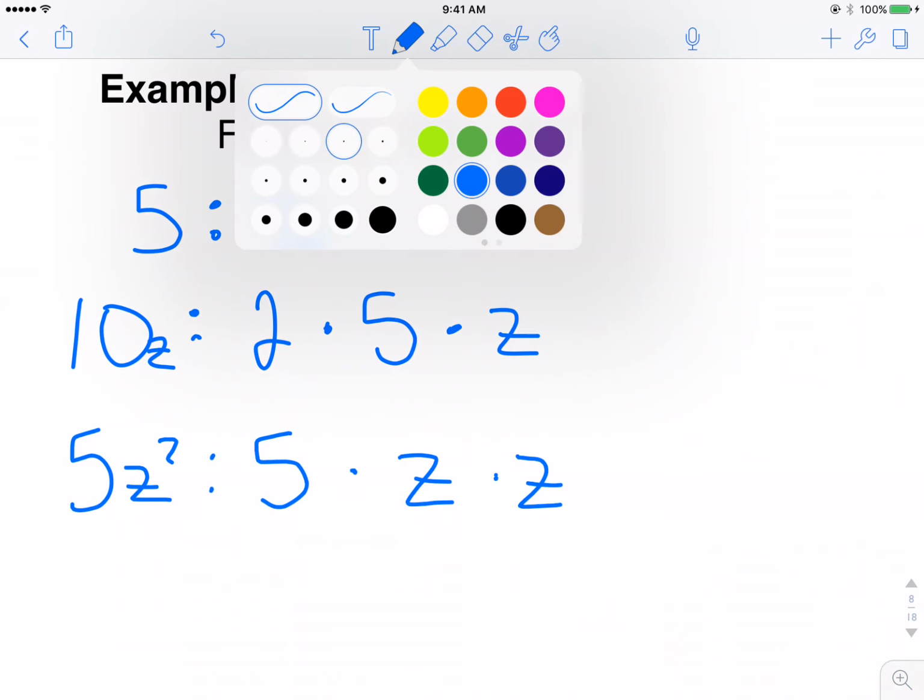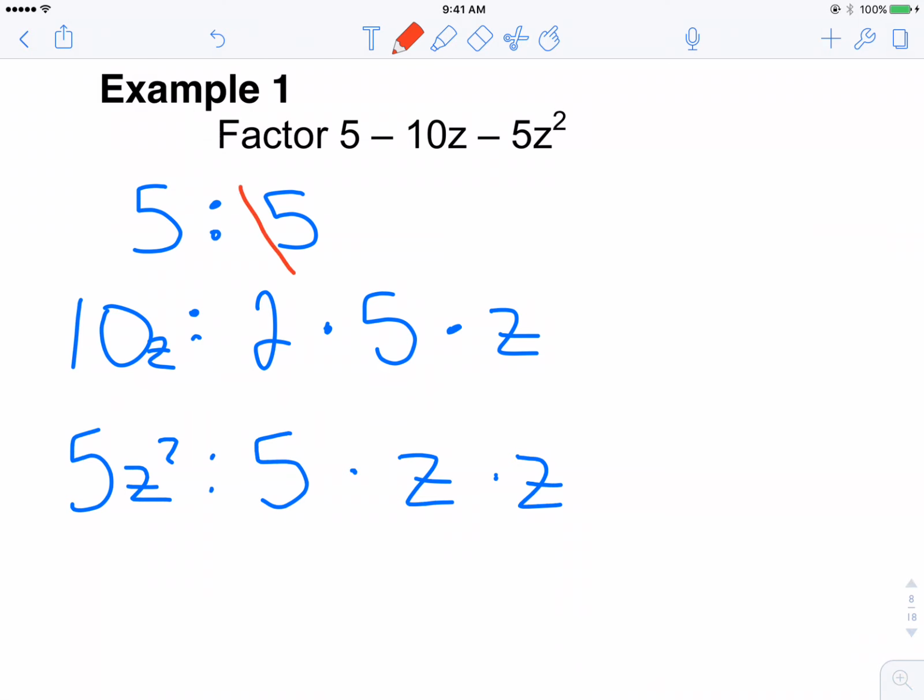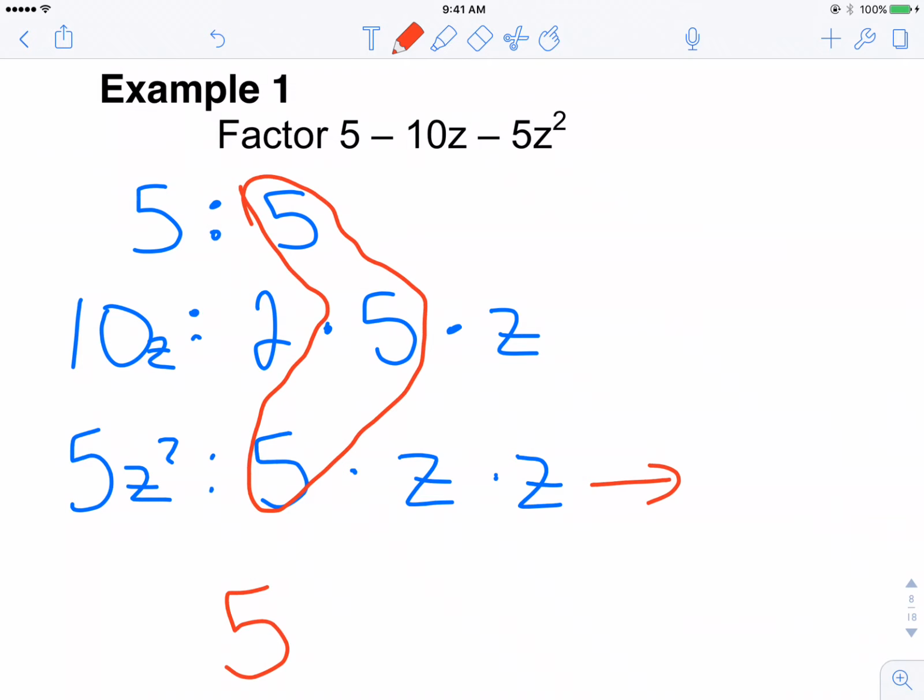What's common between them all? Well, I see a 5 common between all of them and nothing else. Okay. So 5 is going to be one of my factors, and I'm going to multiply that by all of the stuff that's left over. Now this is where you have to be careful. Down here, 5z squared, what's left over? z squared. 10z, if I take out a 5, I'm left with 2z.